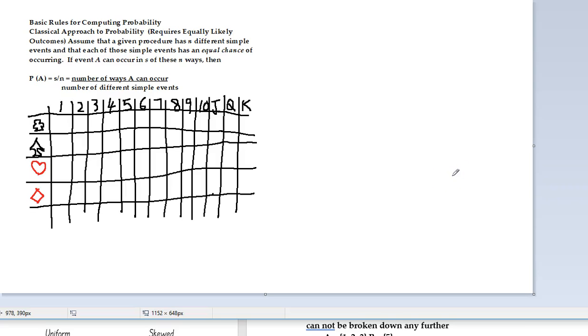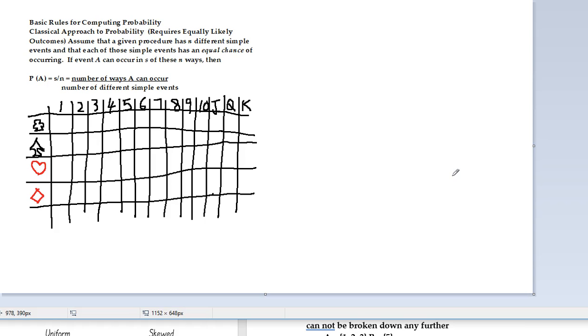Hello everyone. In this video we are going to study basic understanding of probability, and then we will talk about mutually exclusive events, which is the second part of understanding probability.